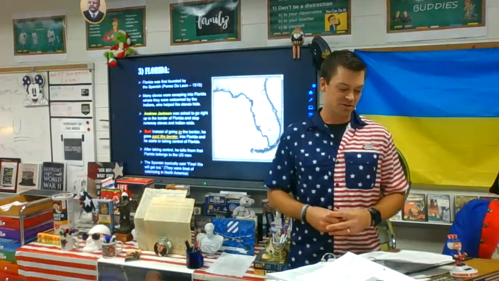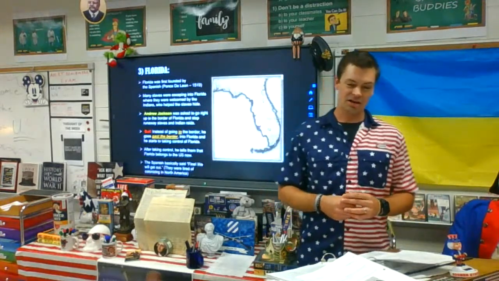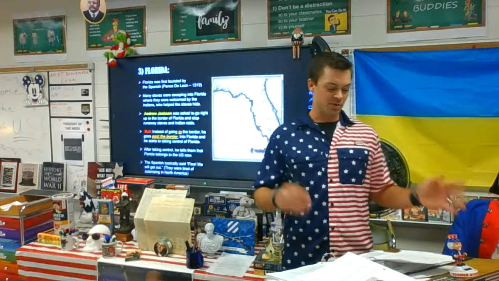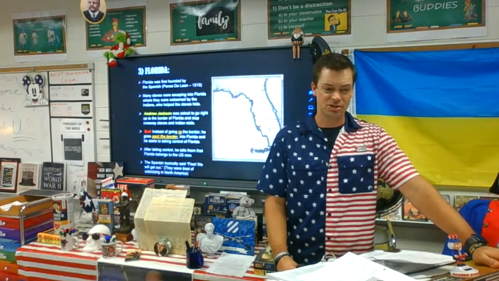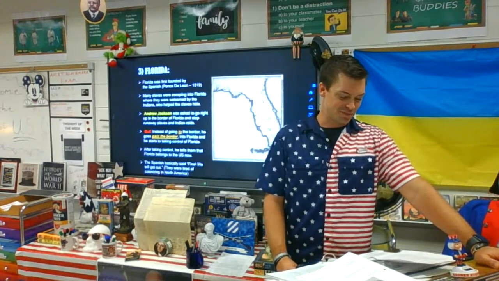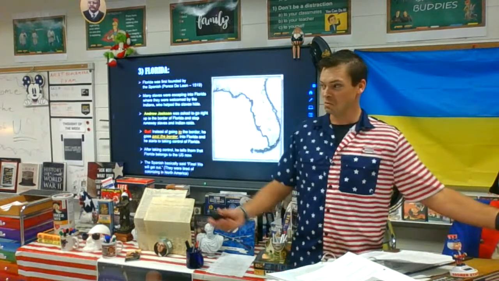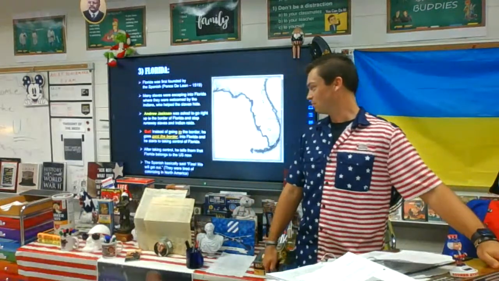He goes past the border, starts taking control of Florida, and at this point, you might expect the Spanish to have a problem with that. Yeah, you might expect the Spanish to say, hey, get out of my territory. We're going to fight over this. But in fact, it was basically the opposite. And the Spanish basically said, fine, we'll get out. It's fine, we'll get out. We don't really want to be here anyway.